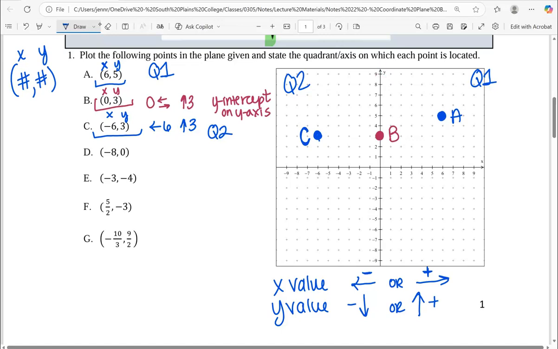If you're feeling comfortable with the conversation so far, feel free to pause and try the next few. If you're just getting the hang of this, that's okay. We're going to keep practicing. Let's look at D.